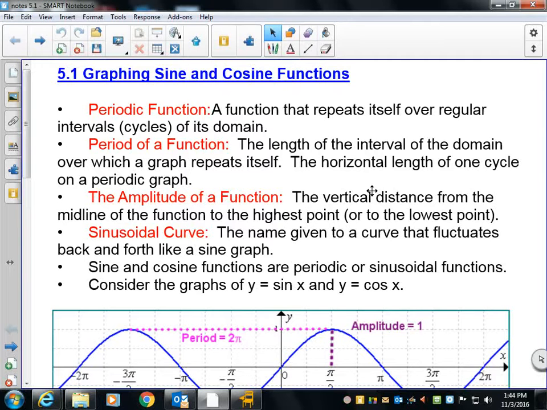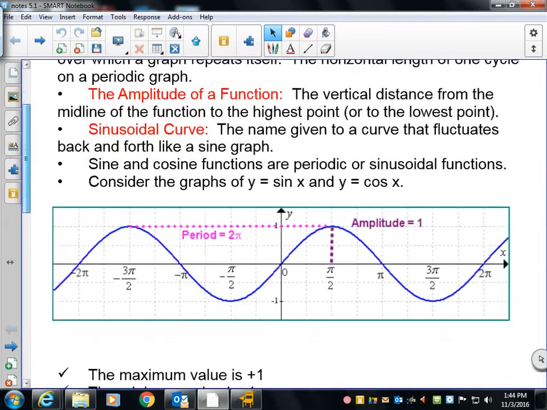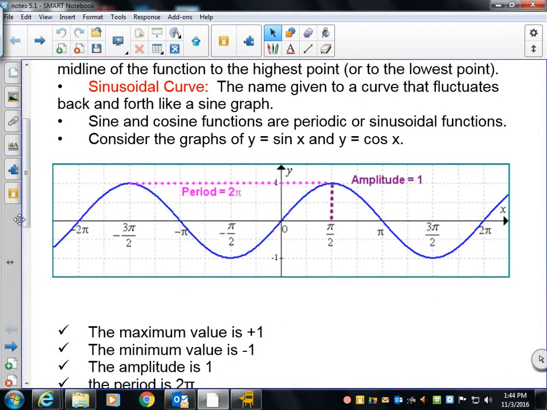Now, the amplitude is how far it's from the middle line. Our middle line is 0. So what's our amplitude? 1. Up 1, down 1, down 1, up 1, up 1, down 1. Right? Our middle line is 0. We go up 1, we go down 1. So our amplitude on sine and cos is 1. The sinusoidal curve is a name of a curve that fluctuates back and forth like a sine graph. Sine and cos both are periodic motions or sinusoidal motion.